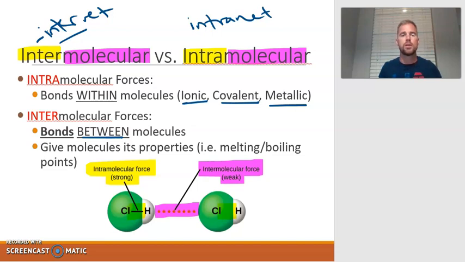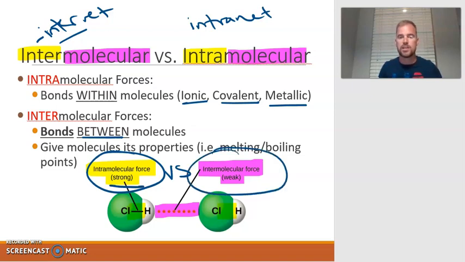Now notice, relative to each other, the intramolecular force is much stronger than the intermolecular force. But, like I said, it's the intermolecular forces that dictate the substance's properties, such as melting point, boiling point, and so on and so forth. Here's the thing to keep in mind.